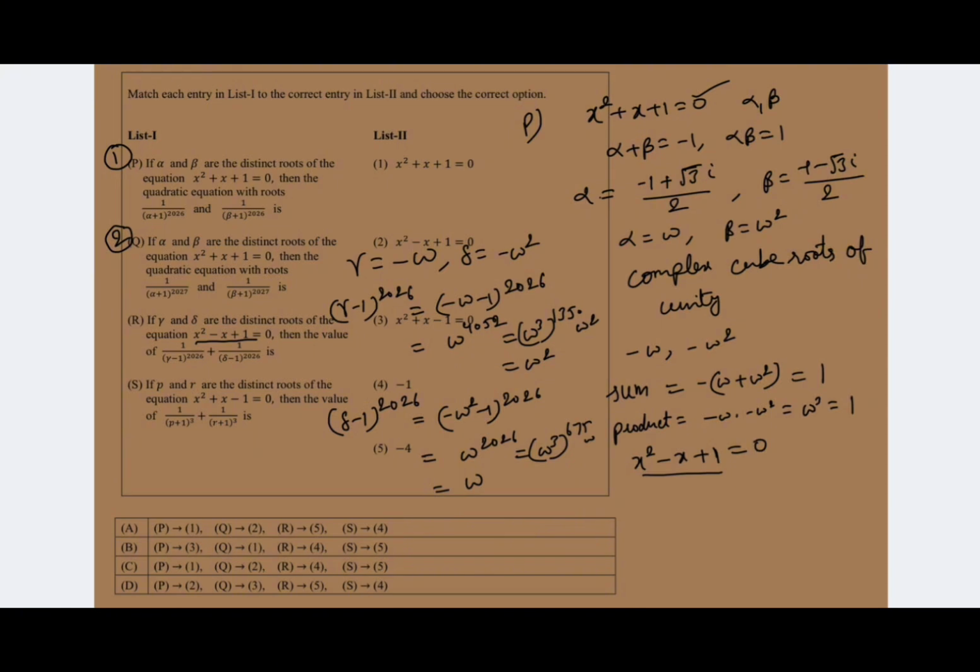After calculating these values, we have to find the sum of their reciprocals. So 1 over omega square plus 1 by omega. And 1 over omega square is nothing but omega, and 1 upon omega is nothing but omega square. So we have to find omega plus omega square, which we know is equal to minus 1. Therefore, R matches with item number 4.